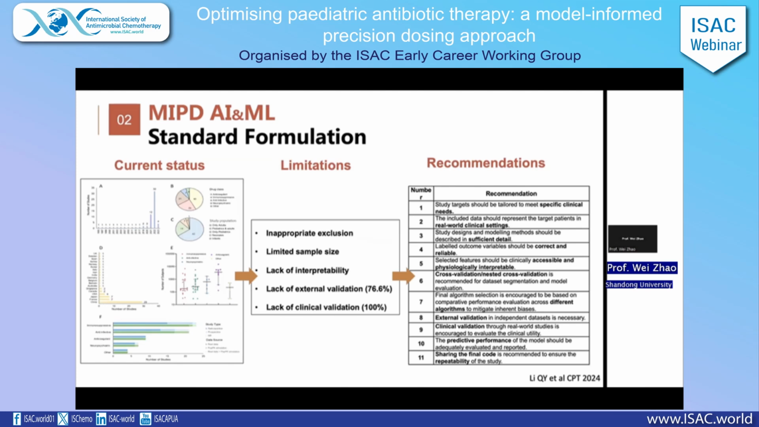for machine learning, because machine learning at the moment has a lot of limitations: inappropriate exclusion, limited sample size, lack of interpretability, and lack of clinical validation, etc. So we propose 11 recommendations, such as how we normalize the code, how we normalize the validation process, and conduct the final clinical validation for the new method.